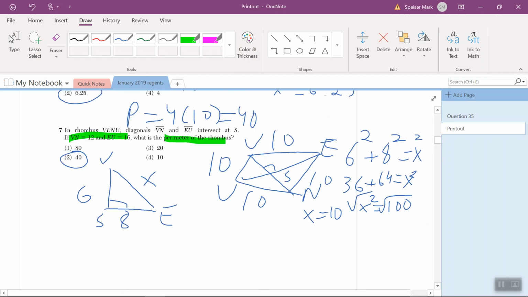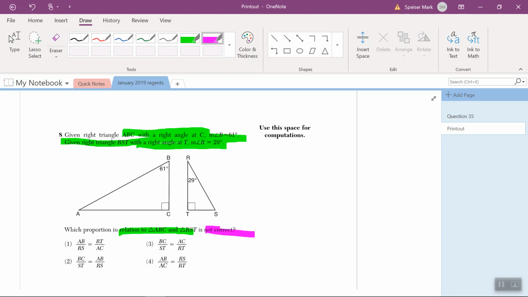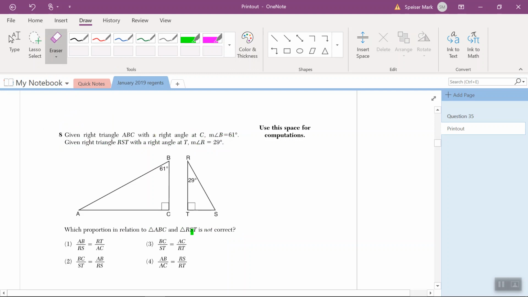And the last question on this video. Given right triangle ABC, right angle at C, measure of angle B 61. Given right triangle RST, right angle at T, measure of angle R equaling 29 degrees. Which proportion relating ABC and RST is not correct? In every question with the word not, it is always italicized to make it stand out and easier to see. But when this happens, you have to try out every single choice to eliminate them.